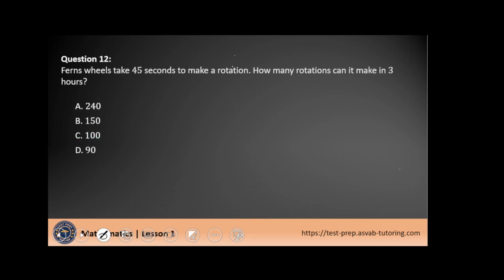Fern's wheels take 45 seconds to make a rotation. How many rotations can it make in 3 hours? So we're going to start out by writing a ratio of rotations per time. So we look at this first part. We're making 1 rotation in 45 seconds.